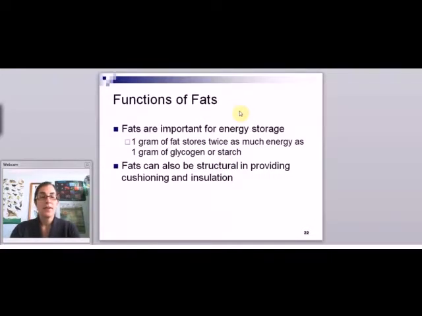So fats sometimes have a bad reputation, but in fact, they're very important for living things. The key function is for energy storage. So 1 gram of fat stores twice as much energy as 1 gram of glycogen or starch, these carbohydrate energy stores. And so this is a much more compact form of energy storage. And so again, this is especially important in animals that move. We need to have very compact energy storage.